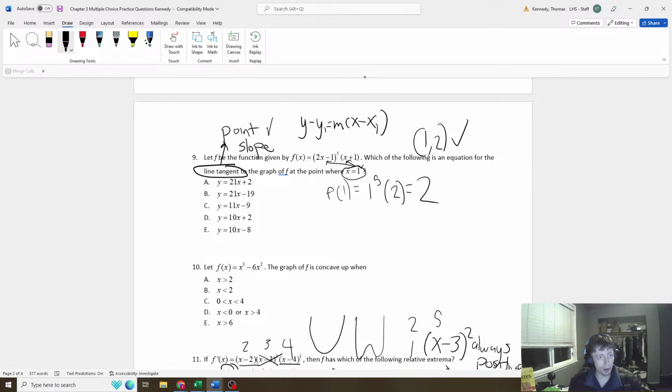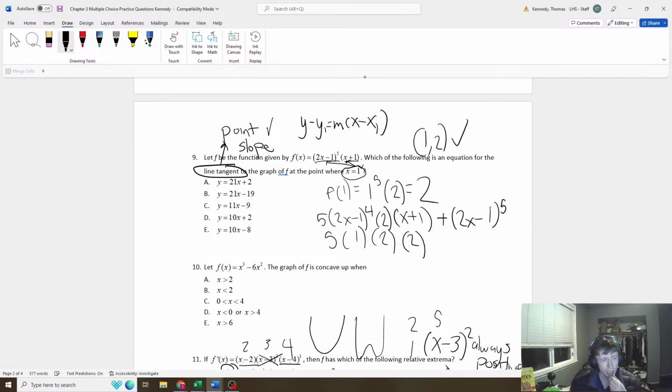Now we're going to go to the slope, and this is kind of a pain in the butt because we've got to do a product rule here. So the derivative of the first is 5 times 2x minus 1 to the 4th times 2, times the second thing, x plus 1, plus the first thing, 2x minus 1 to the 5th, times the derivative of the second thing, which is 1. And now we just plug in 1 again as our x value, and we get 5 times 1 times 2 plus 1 to the 5th. And this is 20 plus 1, which is 21.